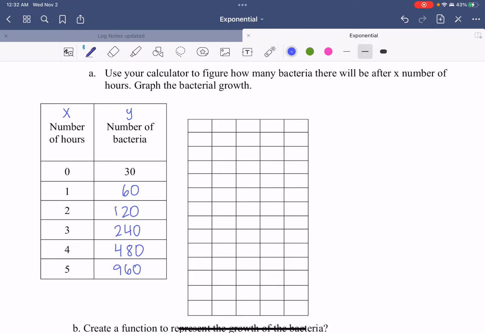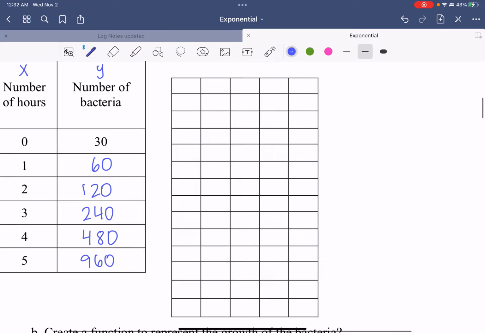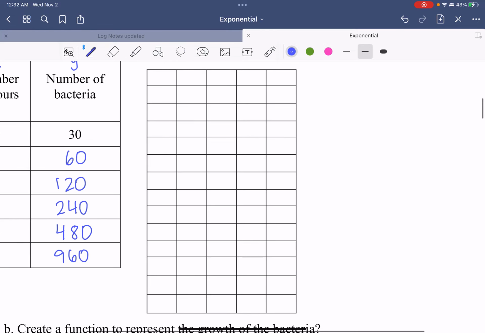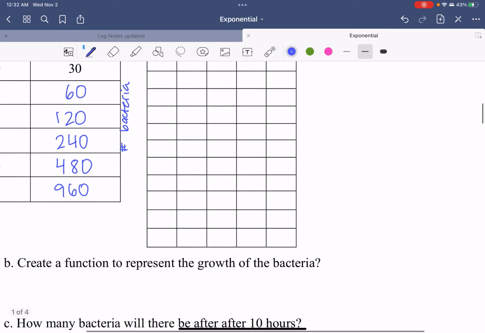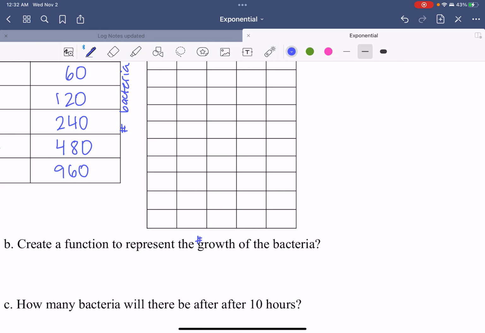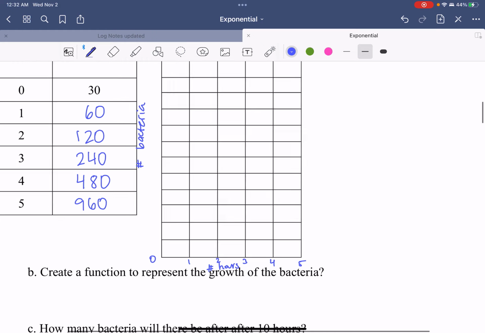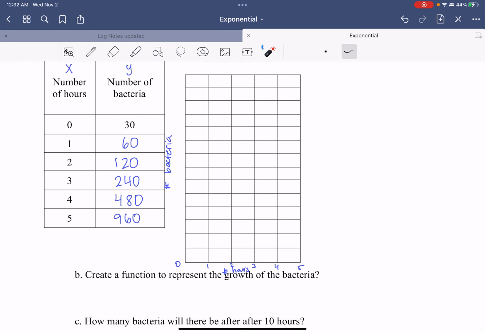Now this little grid here, we're going to use it to represent the graph of this exponential growth. So on the y-axis, I'm going to have the number of bacteria. And on the x-axis, I'm going to have the number of hours. It's kind of tight here, so I'm sorry. There were 5 hours, so 0, 1, 2, 3, 4, and 5. Now, for the number of bacteria, we have to go to at least 960 since that is the highest number.